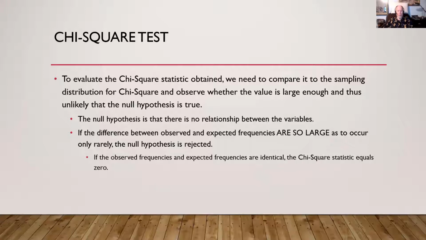So if the observed frequencies and expected frequencies are identical, then the chi-square statistic will be equal to 0. So all we have to do is simply look at the difference between the observed and the expected frequencies and see whether or not they're large enough in total that they occur only rarely. And if that happens, we reject that null hypothesis that there's no relationship between the variables. We conclude that there is a relationship between the variables.